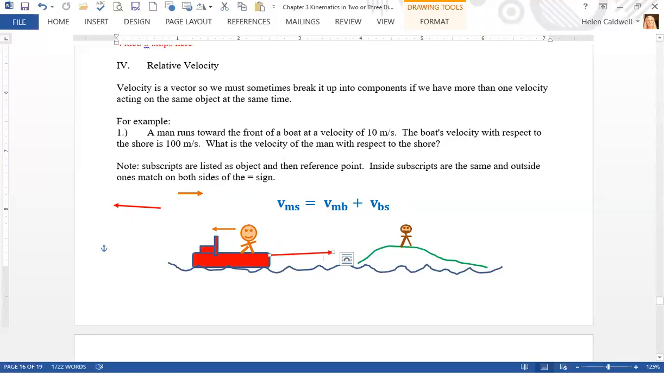So now we have the velocity of the man with respect to the boat, which is 10 meters per second to the left, plus the velocity of the boat with respect to the shore. Well, the boat with respect to the shore is 100 meters per second to the right. They point in opposite directions. We'd have to pick one of them to be positive. If you're the person on shore, you'd probably make the boat's direction positive and the man's negative, and you'd say, ah, this man is coming towards me at 100 minus 10, which makes it 90 meters per second. So your perspective matters.